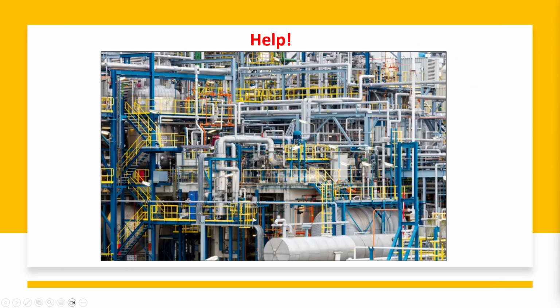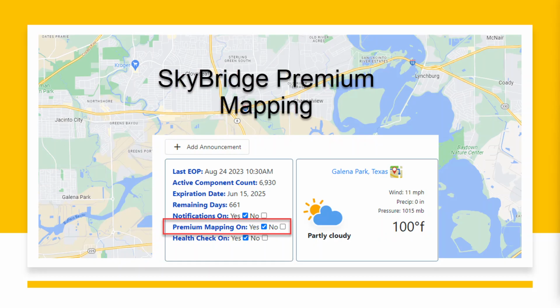Okay, so you know as well as I do, there's a lot of equipment out there. So we want to be able to find that equipment with the location description, also with the GPS coordinates, and of course, if you had drawings in your handheld, that will help out as well. Okay, so in SkyBridge, we call it SkyBridge Premium Mapping, and just make sure this is turned on in your copy of SkyBridge. Make sure Premium Mapping is yes, and then you'll be able to use all the features that are in SkyBridge.